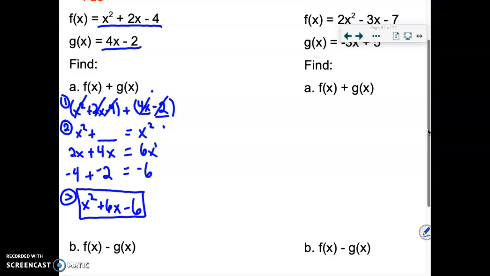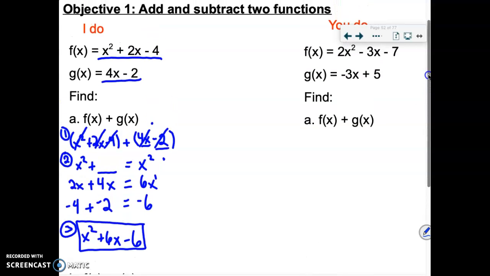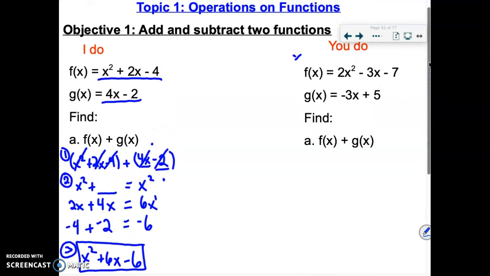Now, go ahead and pause the video and try adding your two functions over here.